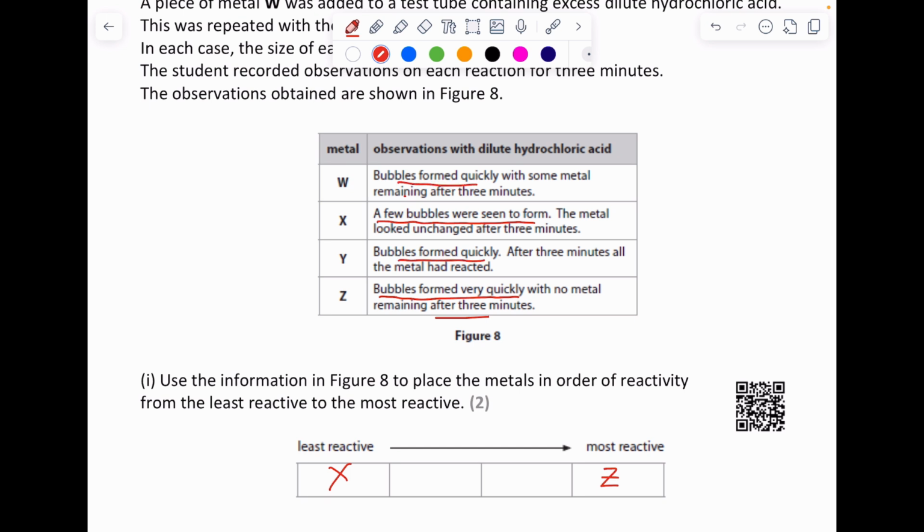Both had bubbles forming quickly. W has got some metal remaining. Y says all the metal had reacted, so Y is more reactive than W, and therefore we get that structure.